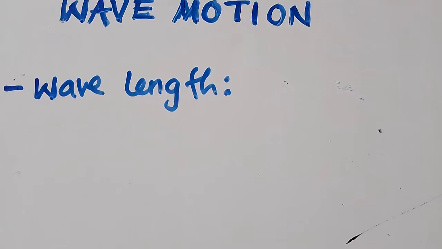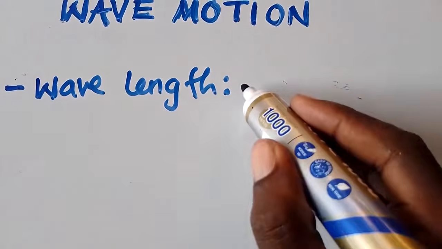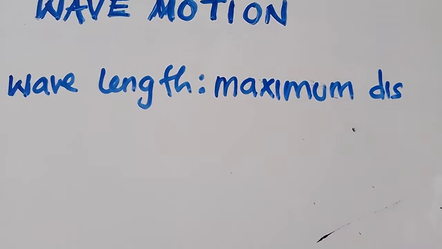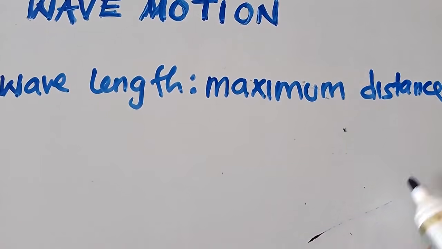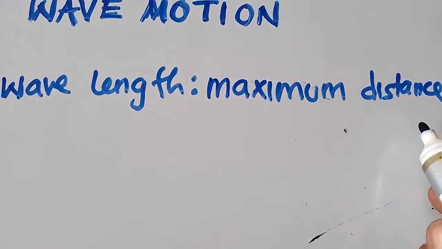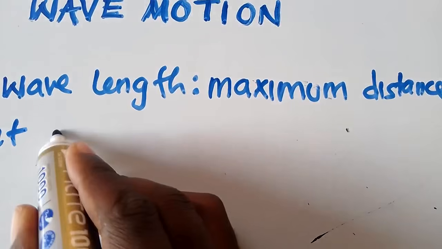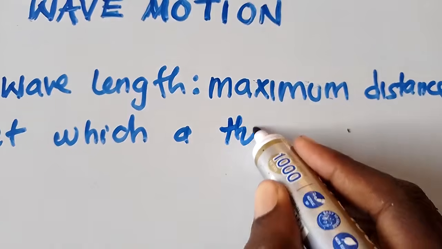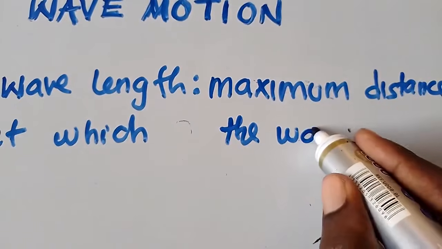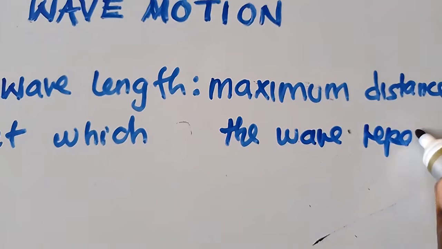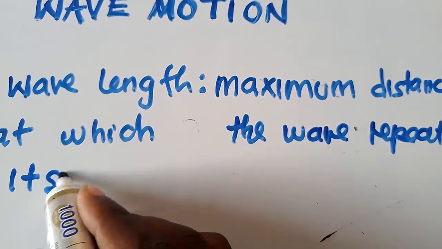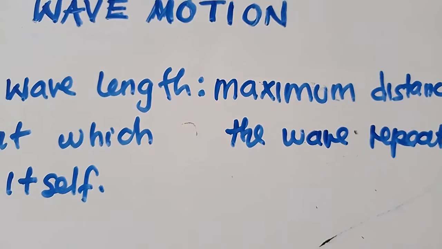So each time we're talking about a wavelength, we are talking about a maximum distance at which a wave repeats itself. This is a maximum distance at which the wave repeats itself. Have you seen? Like this. This is what you need to get and understand.